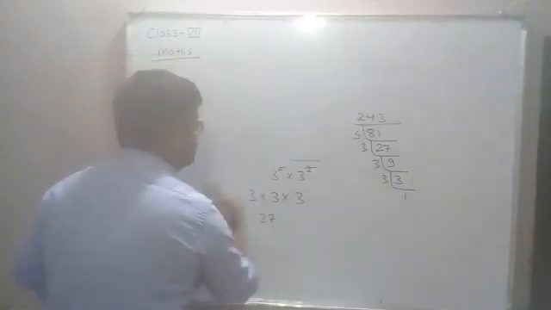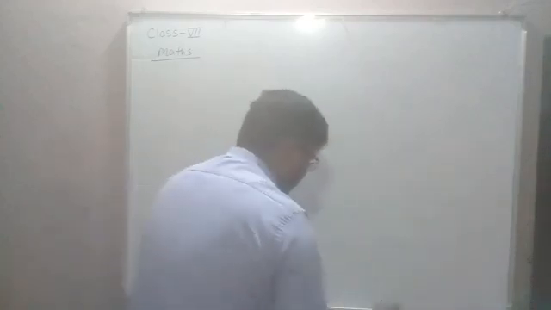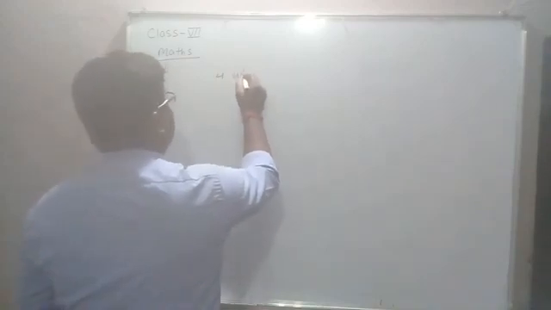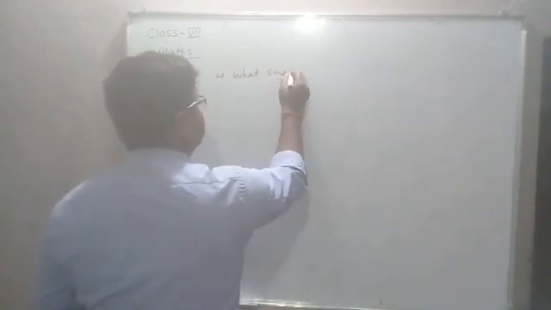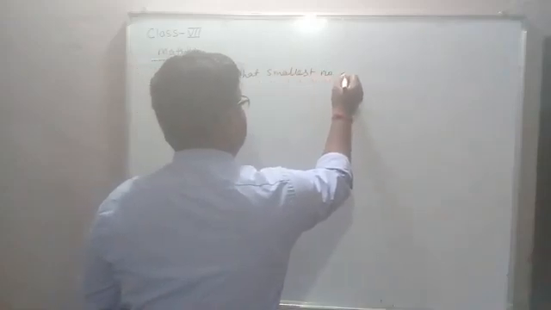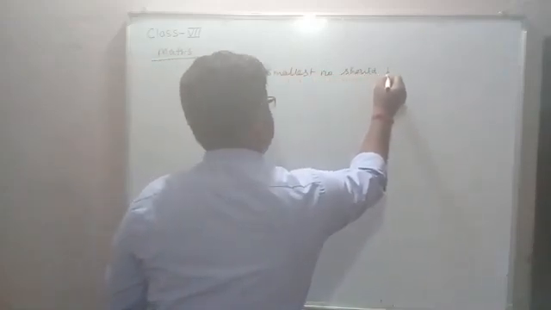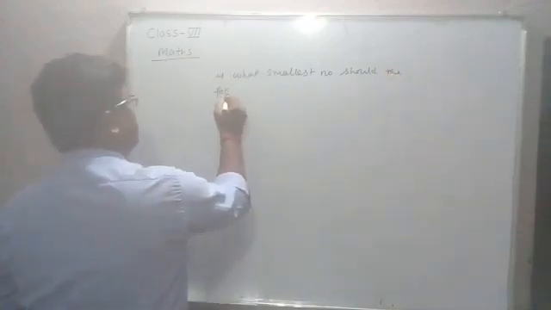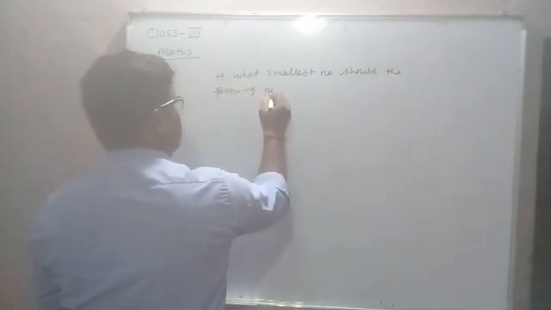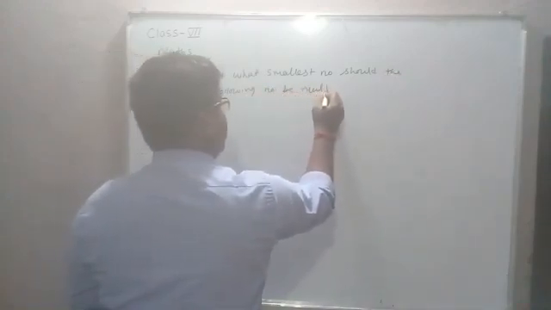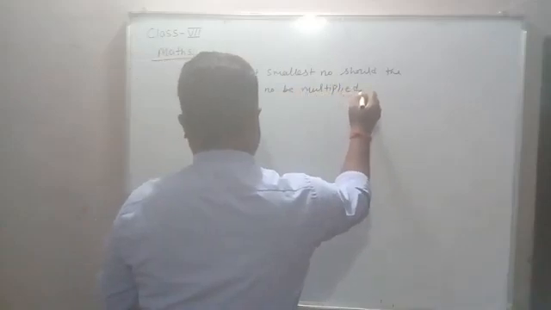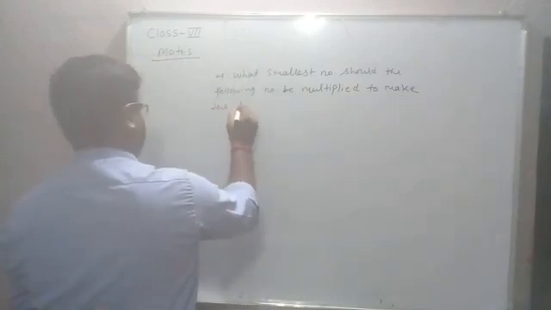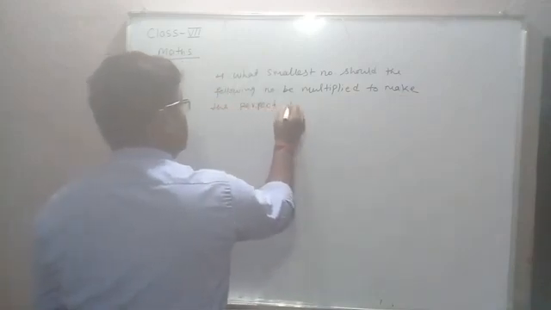Our next question, from question number 4: what smallest number should the following number be multiplied by to make it a perfect square?